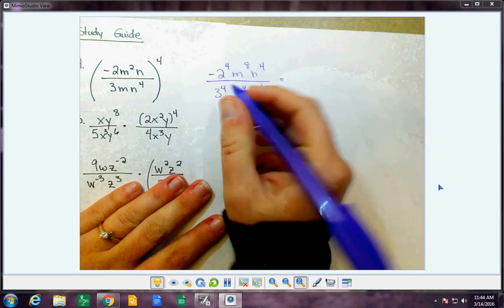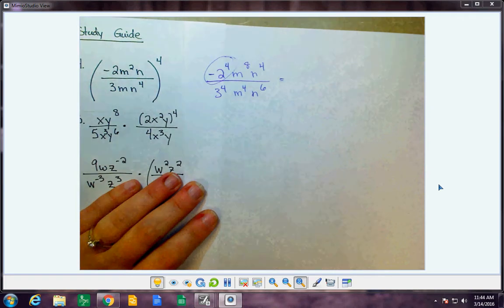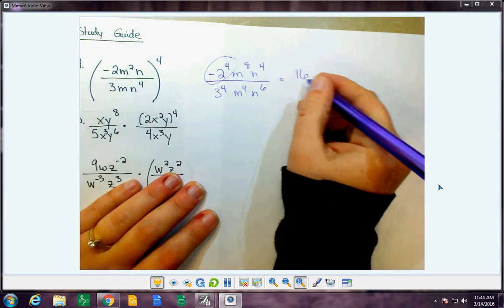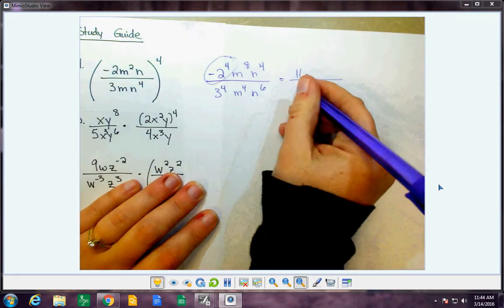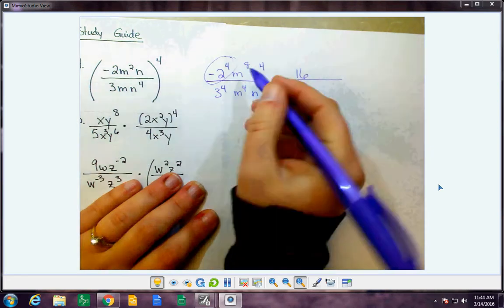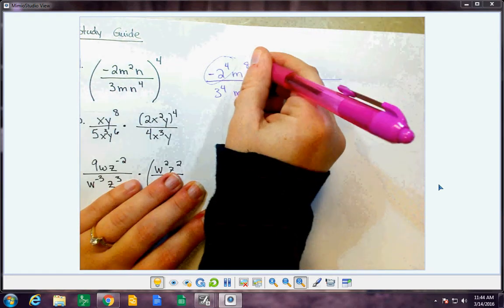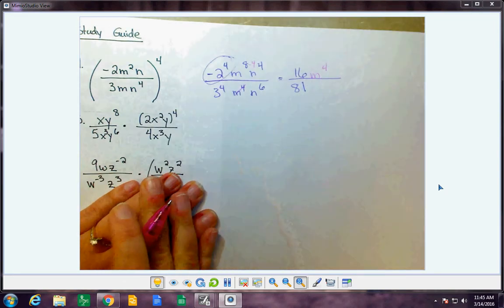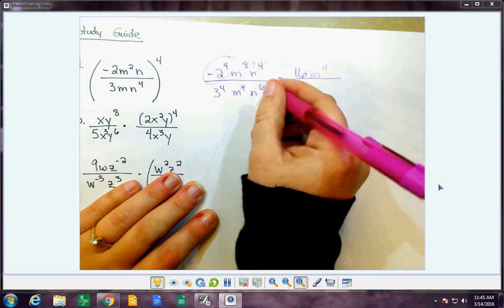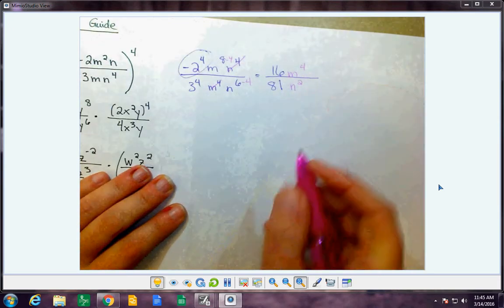And then I divide, well I'm going to simplify this. Negative 2 to the fourth power is going to be positive 16. And 3 to the fourth power is going to be 81. And then these 4 m's cancel out with 4 m's up here. So I have 4 left on the top. And these 4 n's cancel out with 4 down here. So I'm left with 2 on the bottom. And then I can reduce this fraction.